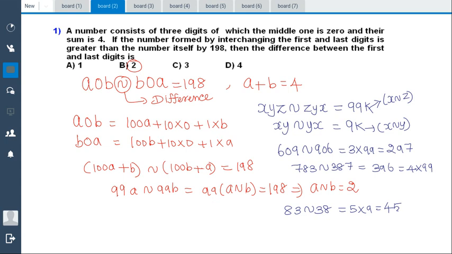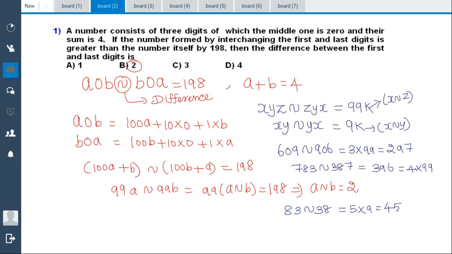In aptitude problems, speed is very important, and also speed and accuracy. Especially in an examination with negative marking, you are supposed to solve problems faster and also with 100% accuracy.